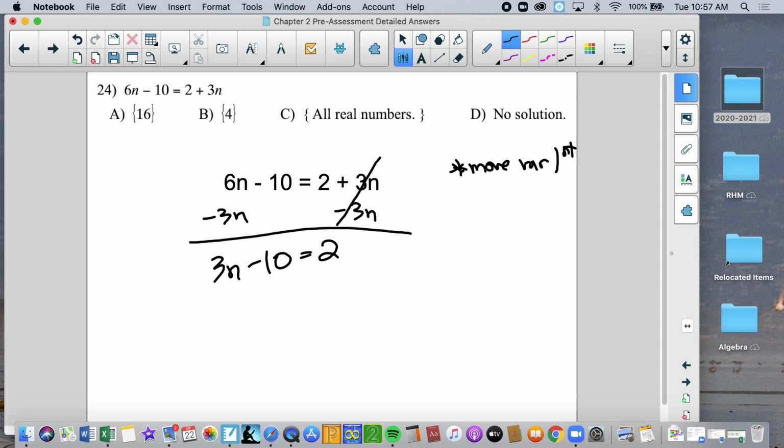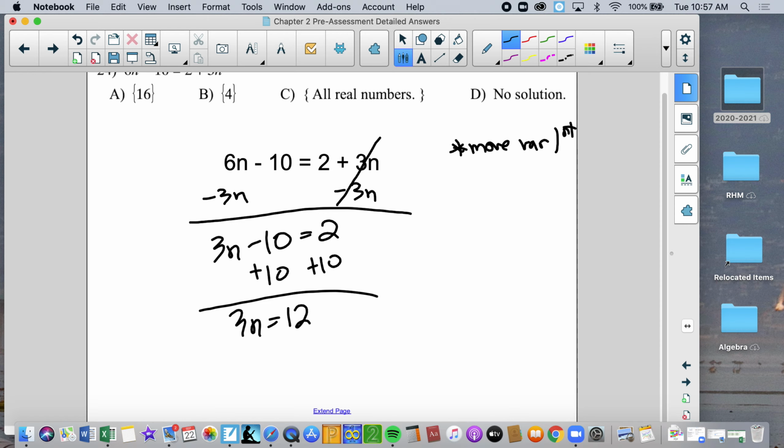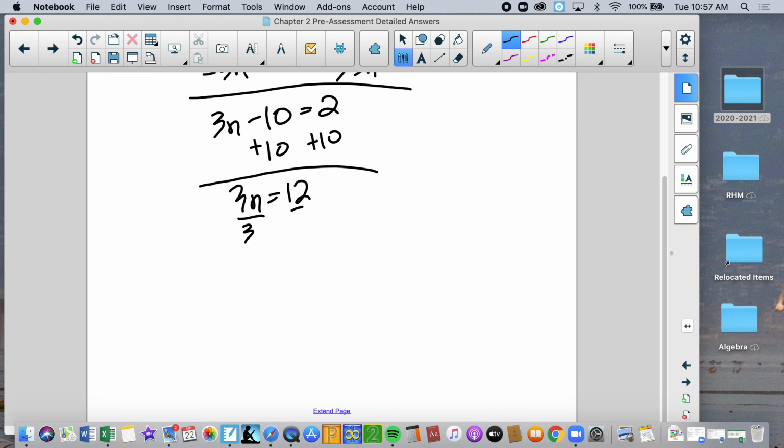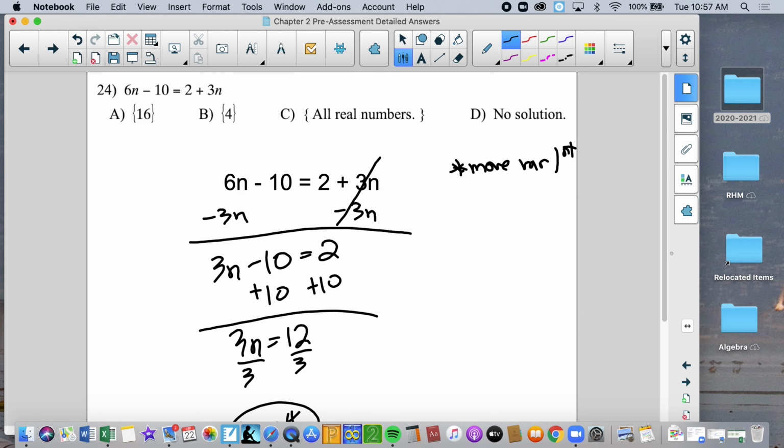And now it's a two-step equation. We're going to add 10 to both sides. 3n equals 12. We're going to divide both sides by 3. N equals 4.